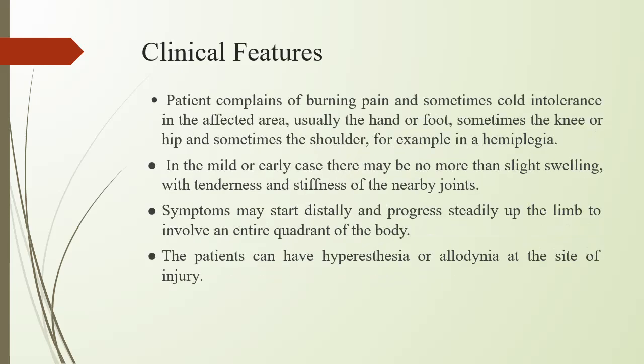Now we'll see clinical features of CRPS. As I told before, some vasomotor changes we'll see here, like patients complain of burning pain, cold intolerance in the affected area, usually in the hand or foot. In mild or early cases, slight swelling with tenderness, stiffness of the nearby joint. Symptoms may start distally, progress steadily up the limb to involve an entire quadrant of the body, and the patient will get hyperesthesia or allodynia at the site of injury. Okay, so these are the features we'll see.